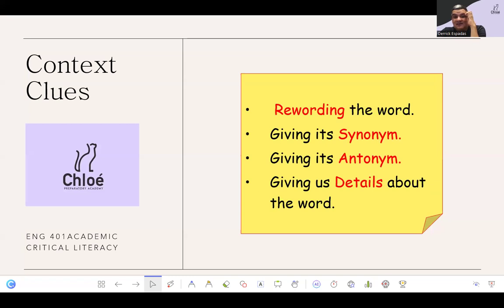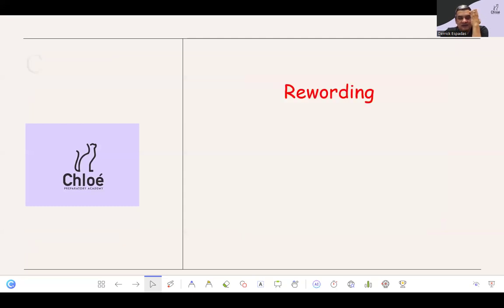And then giving us details about the word. So sometimes in a passage, and we'll see this in the examples, the author will tell us what the word means. And we just have to connect the words to the definition given because, again, the author wants to give a specific context to what is going on. So let's start off with an example of rewording.